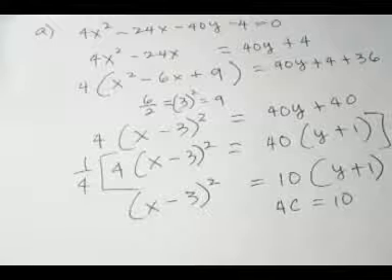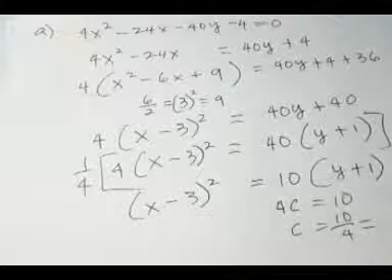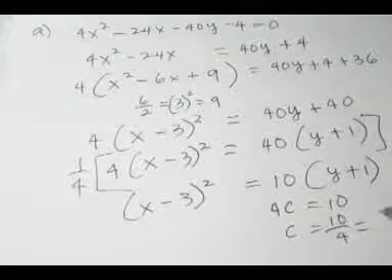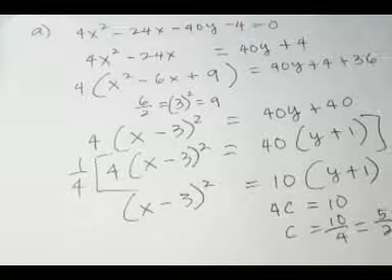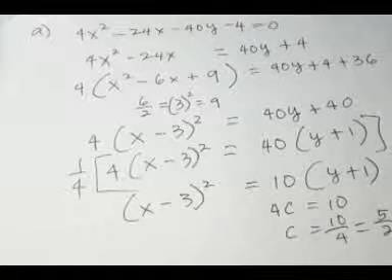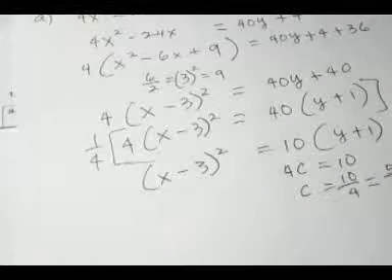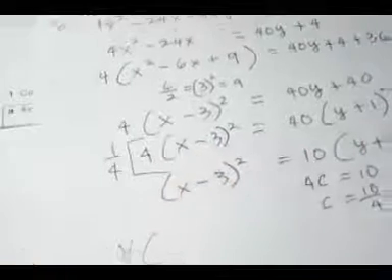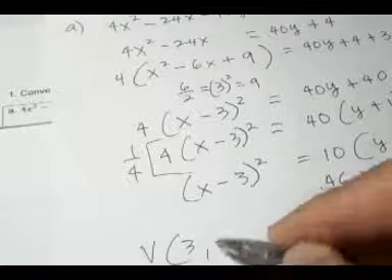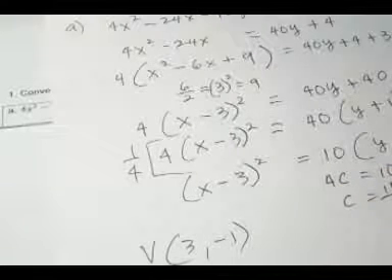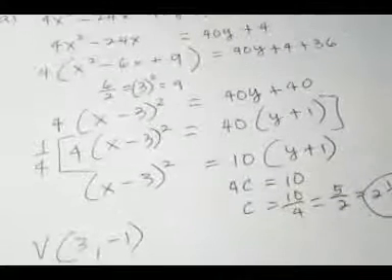Let us solve for c. C equals 10 over 4. Can reduce. This is 5 over 2, or 2 and 1/2. Okay, so this is now in standard form. Our vertex has coordinates 3, minus 1, because negative times negative is positive. And C is 2 and 1/2.